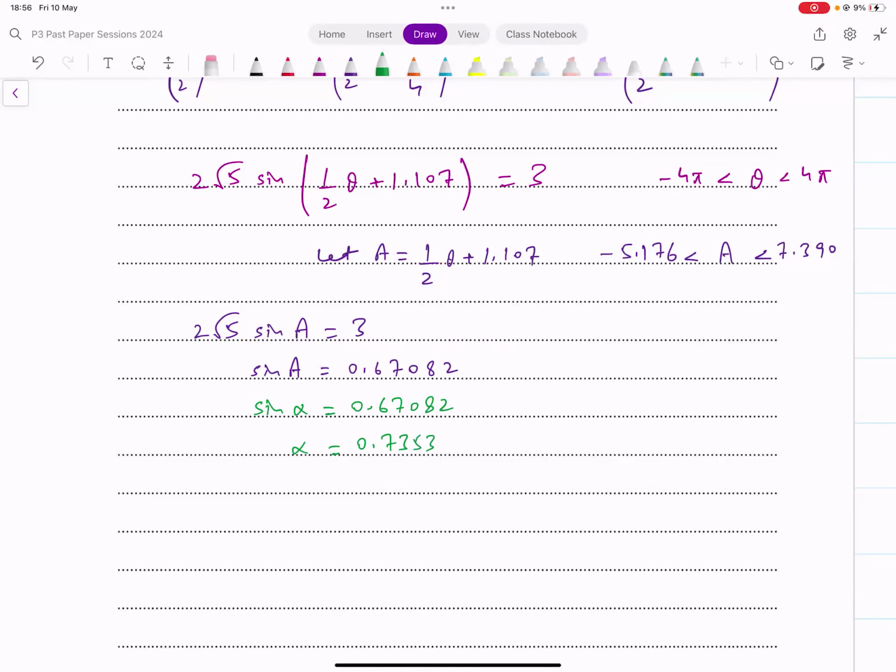Use a minimum of 4 significant figures in your working, otherwise your answers will not be accurate.